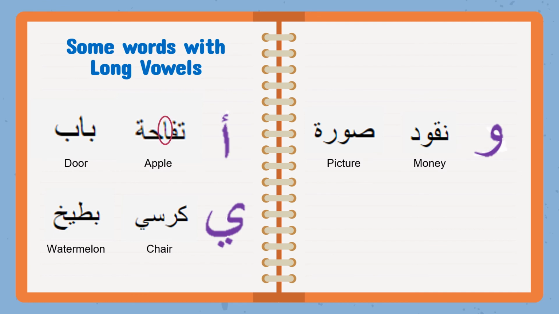Tufaha, which means apple. In this word, alif is placed between fa and ha and produces a long sound. Tufaha. Next, we have bab. Bab means door. Here are some words with long e sound. Kursi, which means chair. Batikh means watermelon. Here are some words with long oo sound. Nuqood, which means money. Surah, which means picture.